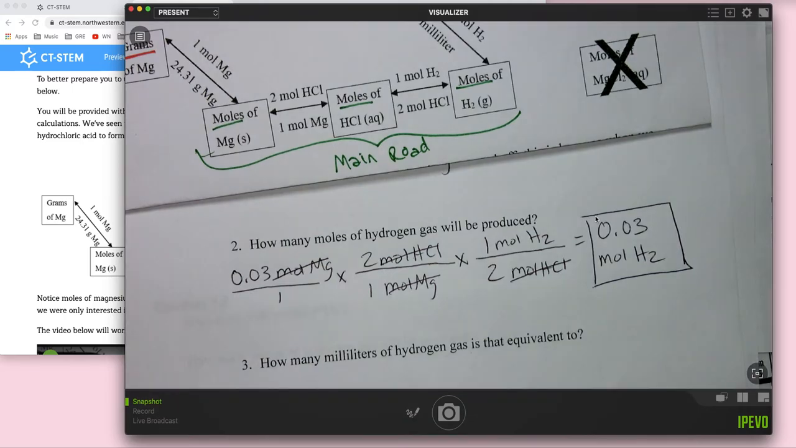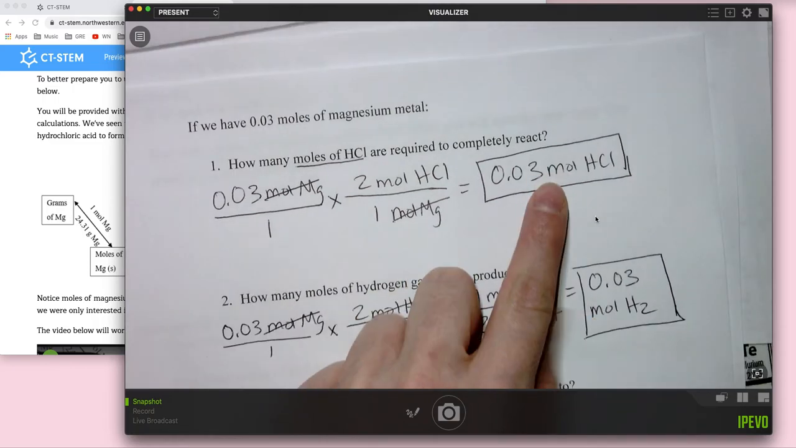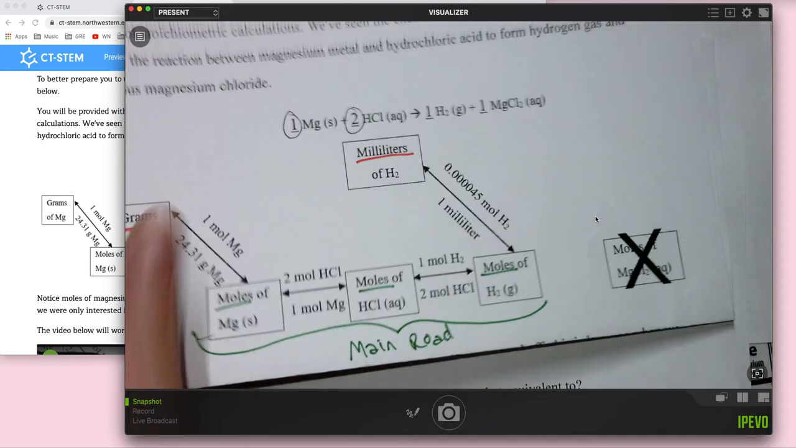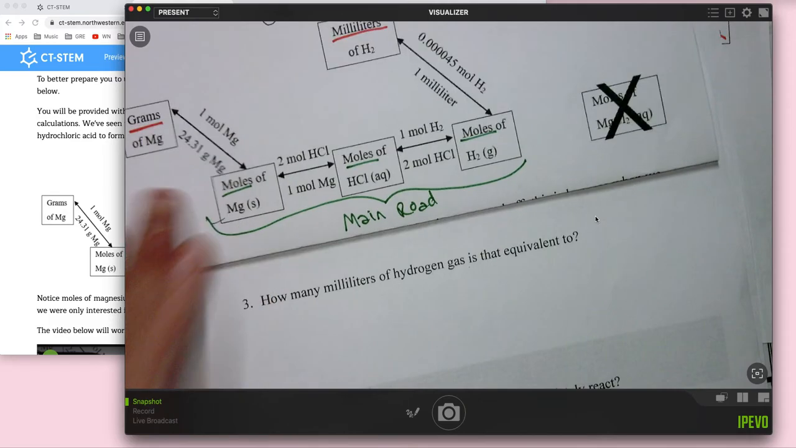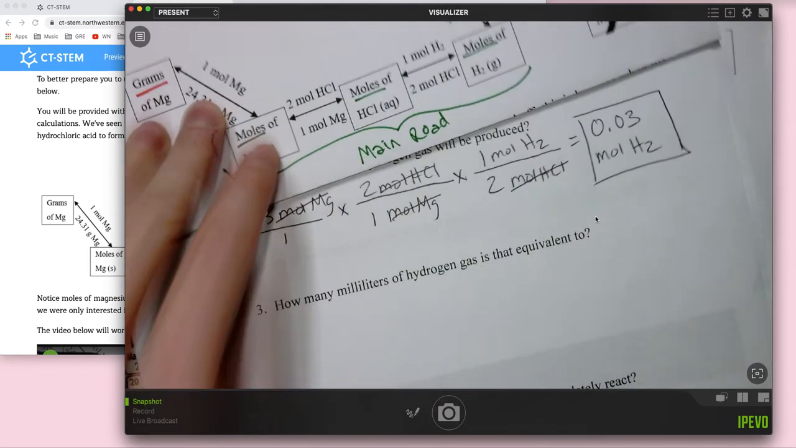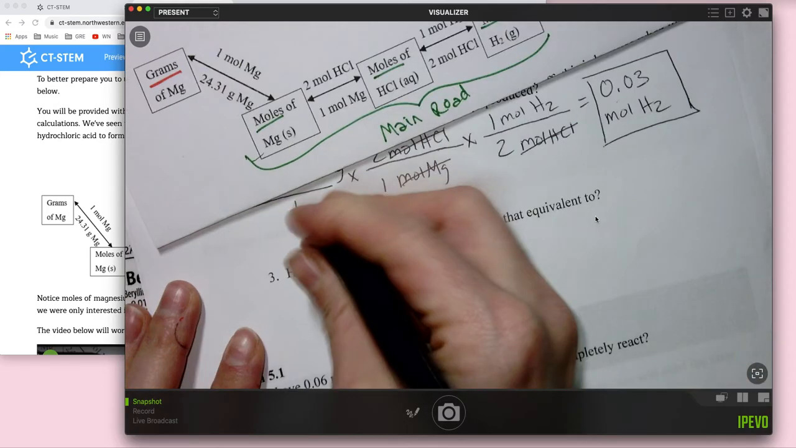Okay. You could have also started with this mole of hydrochloric acid since we already had it, okay? But I just wanted to show you how to use the entire map. Okay, so this next one. How many milliliters of hydrogen gas is this equivalent to? Okay, so I have 0.03 moles of hydrogen gas, so that's what I'm going to start off with.